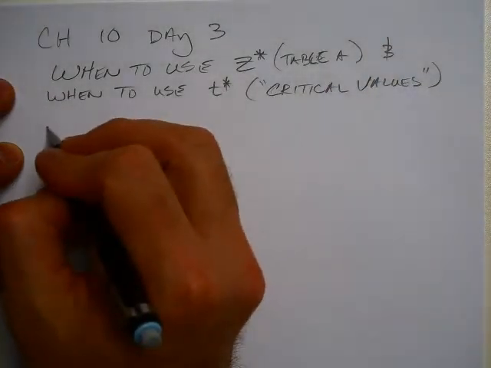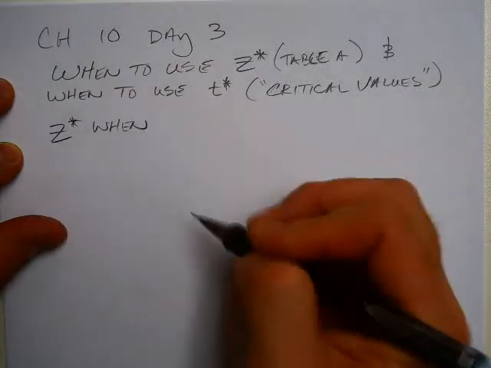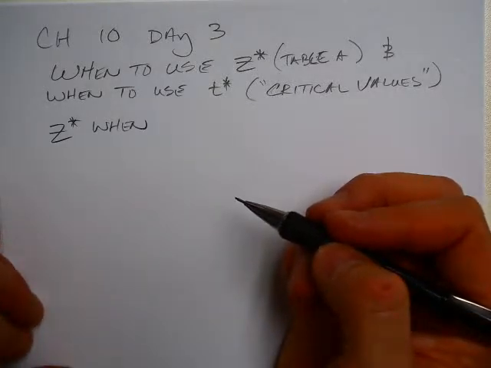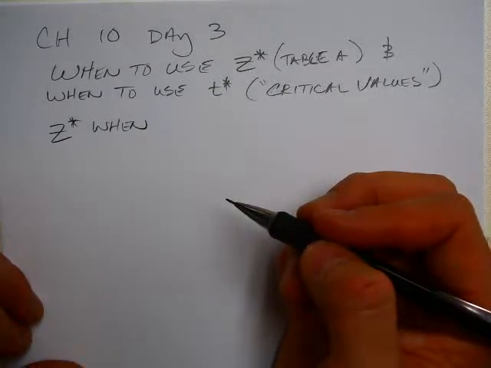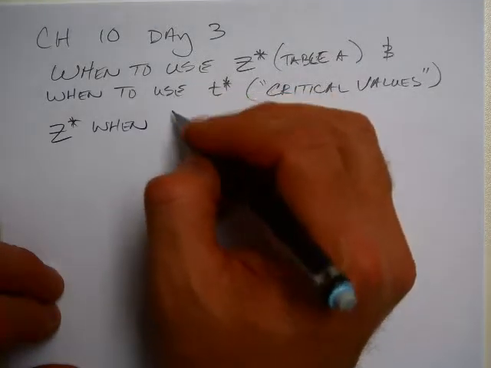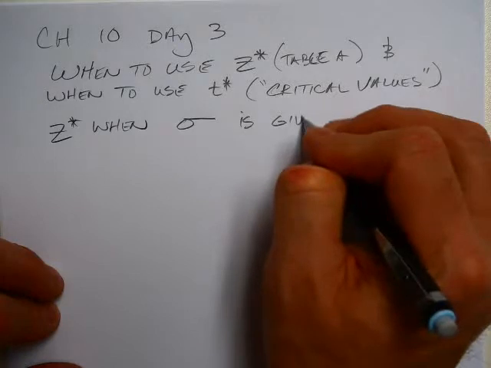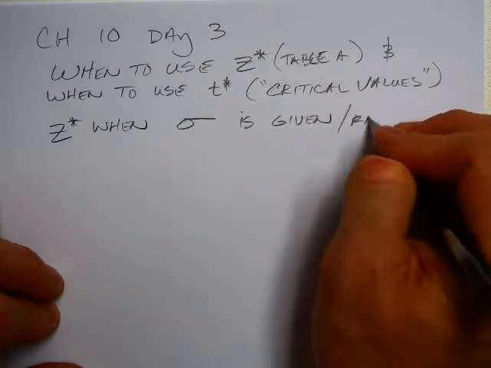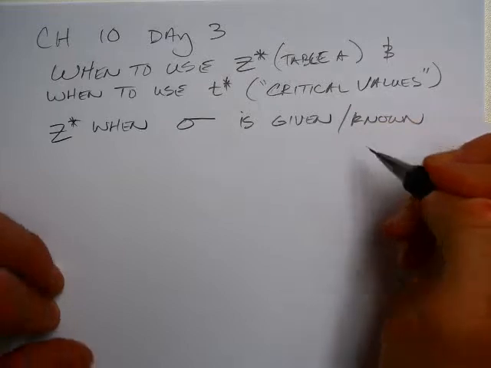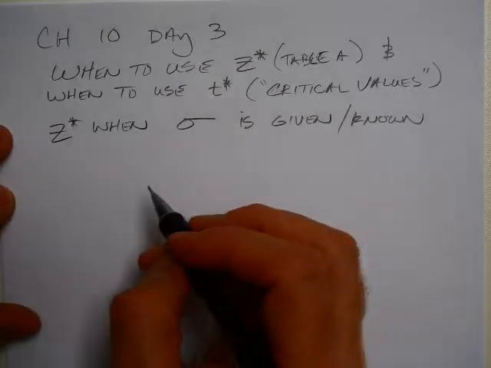So when do we use Z star? When the population standard deviation is given, right? When sigma is given or known. And I know I mentioned in this class, I think it's unlikely that in most life situations you're going to know what the population standard deviation is without knowing what the population mean is. I just find that unlikely.